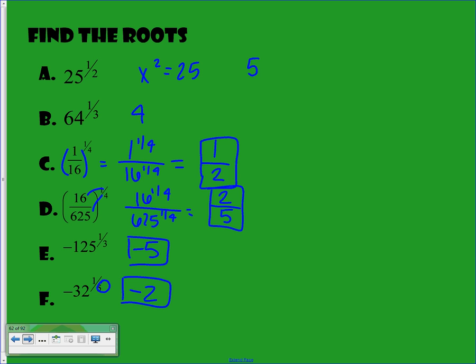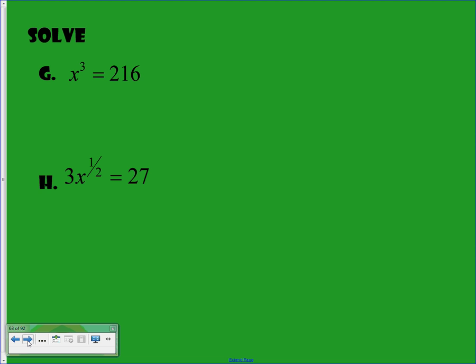Let's go ahead and try to solve them. Now we're saying what to the third power is 216? Well, that is going to be 6. Letter H, if I have 3 x to the 1/2 equals 27, the first thing we have to do is divide each side by 3. That gives me x to the 1/2 equals 9.